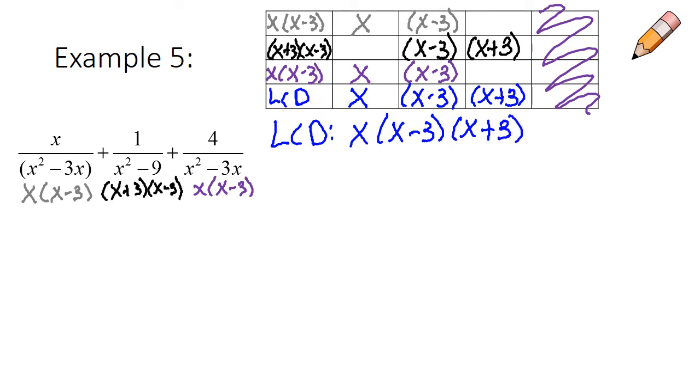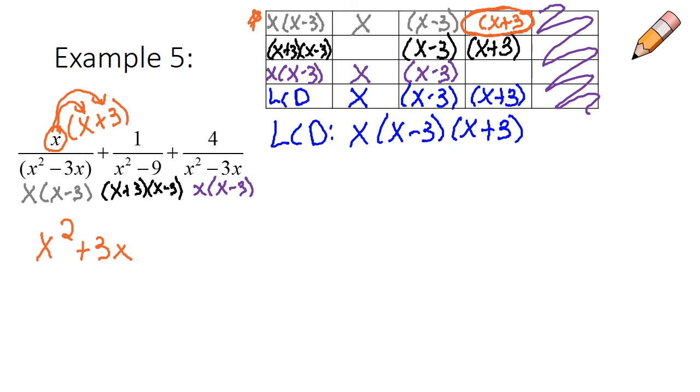Now I'm going to go back. Start with what I'm missing. So my first one, you guys, go across. This is my first one. I'm missing this. This is an empty space that should say x plus 3. So my numerator needs to be multiplied by x plus 3. I'm going to distribute my x. So I get x squared plus 3x over my LCD.